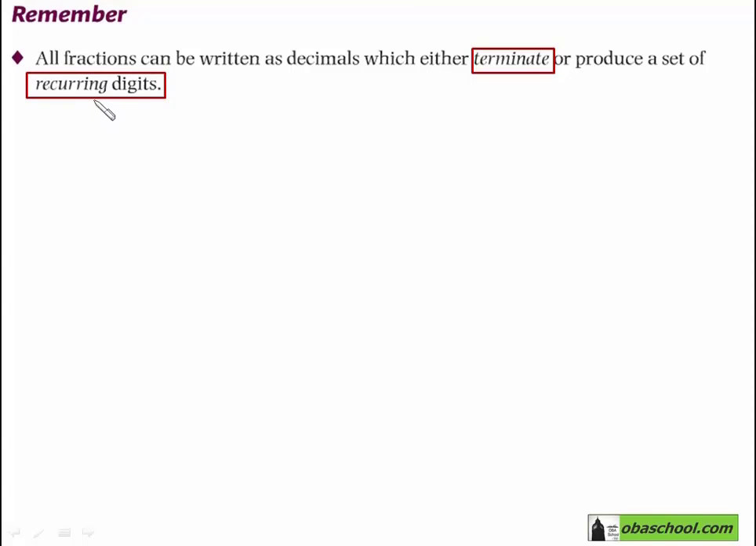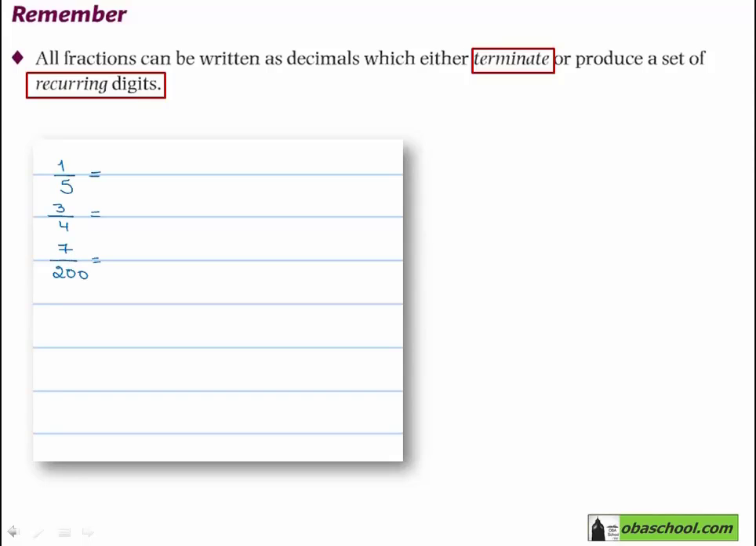In other words, when we divide the numerator by the denominator, the result is not terminated, but repeated in the decimal place, and this is what is meant by recurring digits. To understand what is meant by the decimal place can terminate or produce recurring digits, we will take the same examples. We have these forms of fractions. To divide these fractions, we use the calculator.